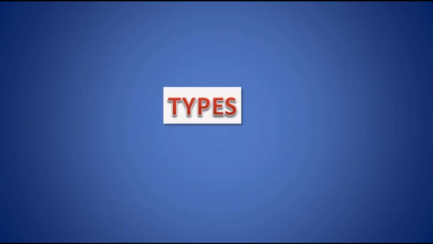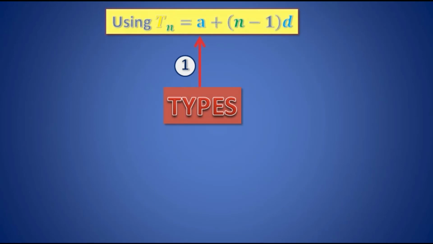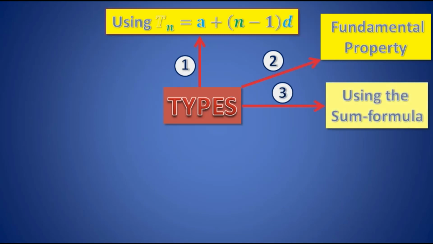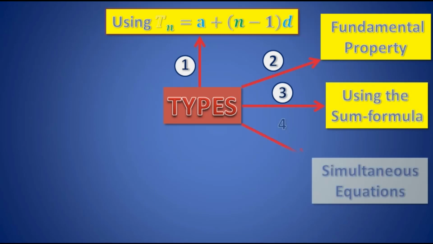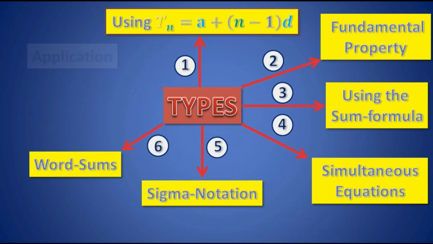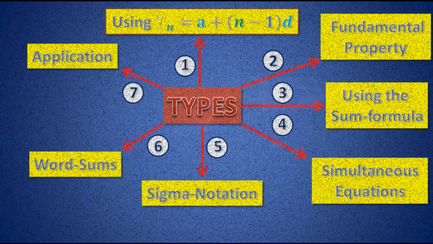95% of problems that you'll encounter for APs are based on the following 7 techniques. Firstly, using the formula T sub n equals a plus n minus 1d. Then secondly, using the fundamental property. Thirdly, using the sum formula. Then we have simultaneous equations, sigma notation, word sums, and application problems. In the next few lessons, we will look at these in great detail.